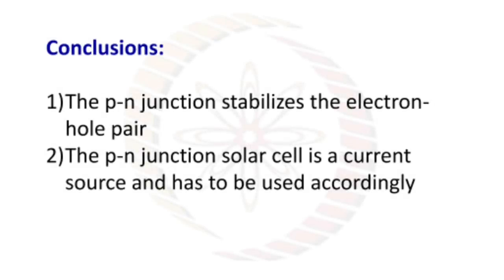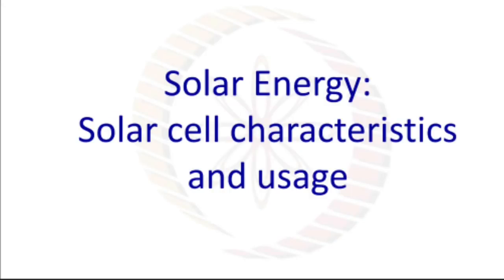There are some conclusions: the PN junction stabilizes the electron-hole pair, and the PN junction solar cell is a current source and has to be used accordingly. So a PN junction solar cell is a current source, not a voltage source. Now we have to see the solar cell characteristics and its usage.